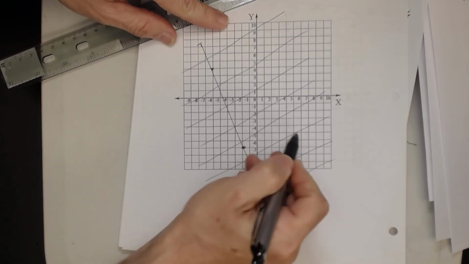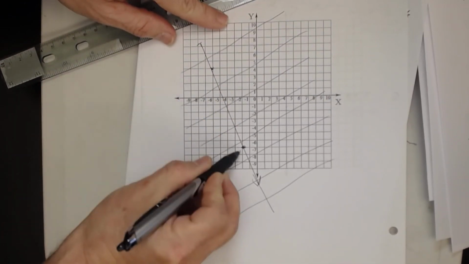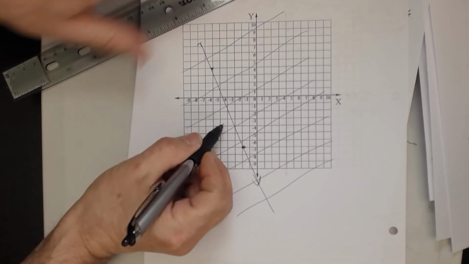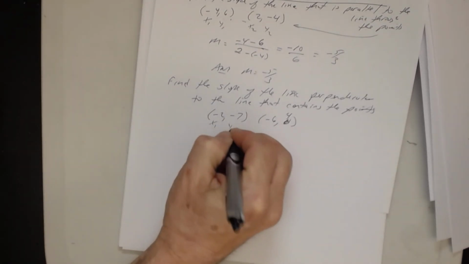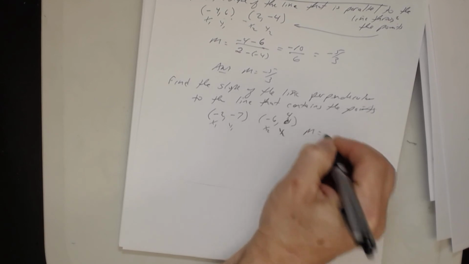To find any of those, I got to find the slope of which one? The first one. And how do you find the slope of the first one? Using a slope formula. So if you're going to find the slope of the line perpendicular to this one, you got to find the slope of this one first. So we say x1, y1, x2, y2. So slope equals, and let's do y2 first.